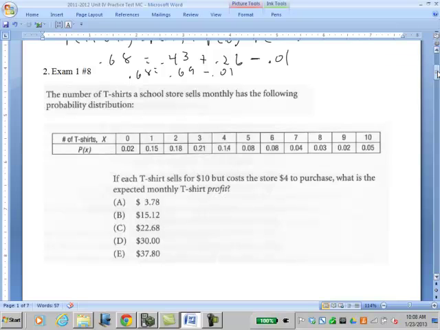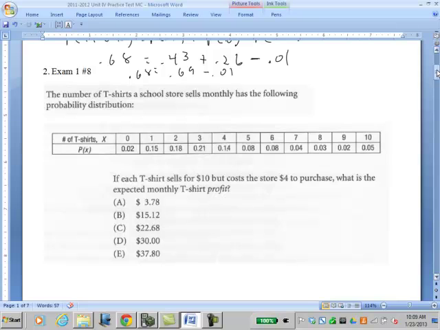You guys already finished with 1? Okay. Number 2. Each t-shirt, you've got the expected number of t-shirts the school store sells monthly as the following probability distribution. Now, it goes 0 through 10. So this is X, the random variable X, the number of t-shirts sold. It's a discrete random variable because you sell t-shirts one at a time. Each t-shirt sells for $10 but costs the store $4 to purchase. What is the expected monthly t-shirt profit?